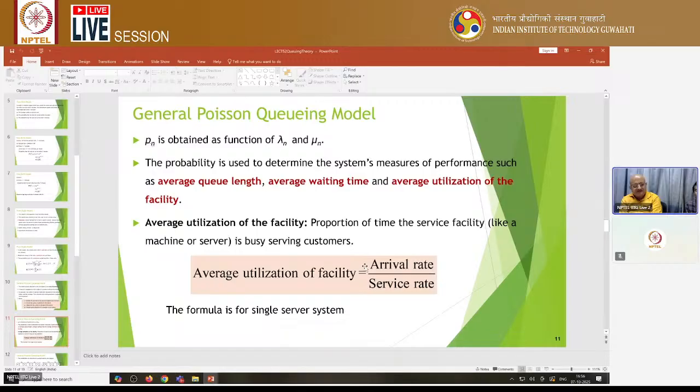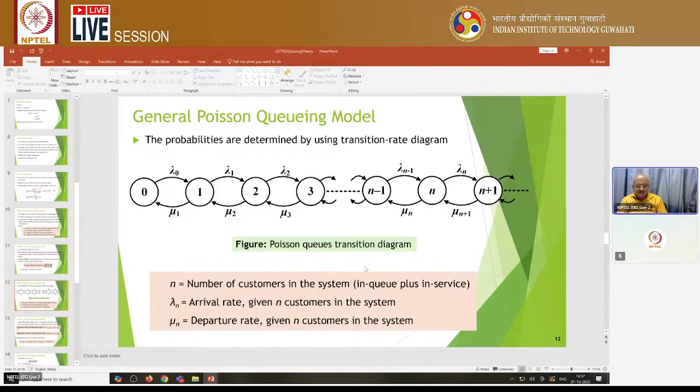Suppose I have estimated that on average 5 persons will come in 1 hour, and I have the capacity to serve 10 in 1 hour. Then my utilization will be 0.5. That means I will not be fully utilizing the facility. That much I have to be aware of.